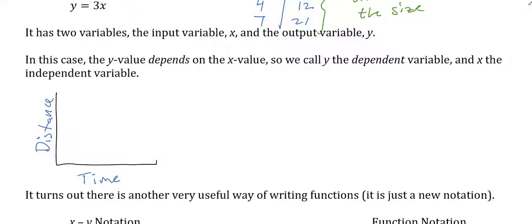And then you could graph, like whatever the graph looks like, I don't know. Over time, your distance increases. I don't know what this graph is about. It's just an example. Okay, let's think of another situation.